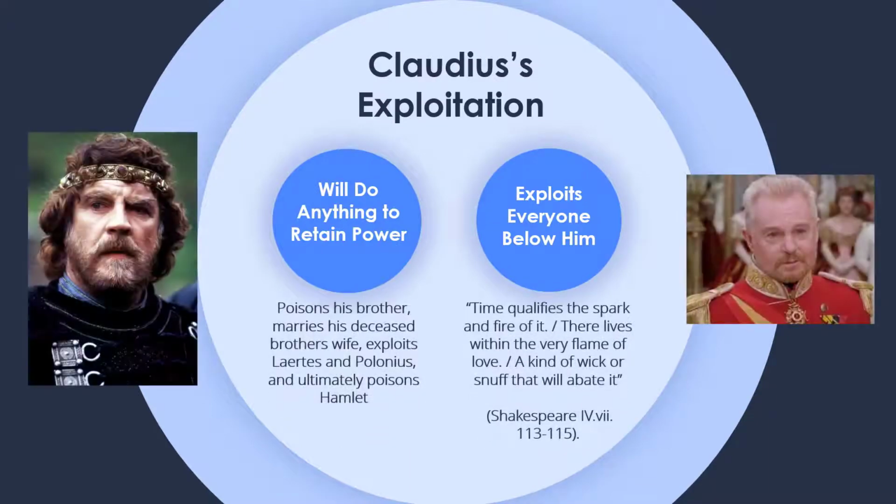Claudius's exploitation. Returning back to Hamlet, King Claudius represents the exploitative actions of the dominant ruling class. He is a powerful and abusive ruler who will do anything to gain and retain power in his hands. He shows this time and time again, when he poisons his brother, marries his deceased brother's wife, exploits Laertes and Polonius leading to their deaths, and ultimately poisons his nephew Hamlet.